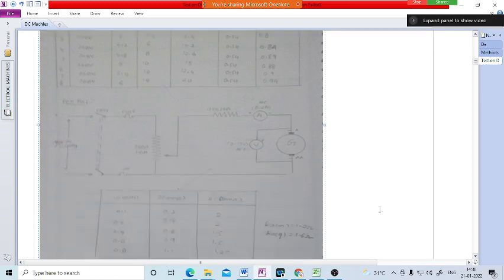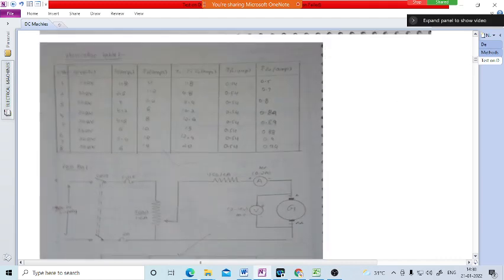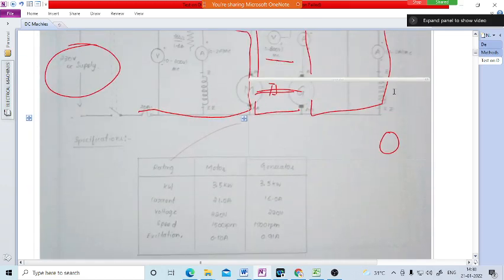To find out the efficiency of the motor, we need to find the armature resistance. To find the armature resistance, we use a separate circuit diagram. Here we can see the voltage, current in amps, I1, I2, IFA, and here we have IF1, IF2.